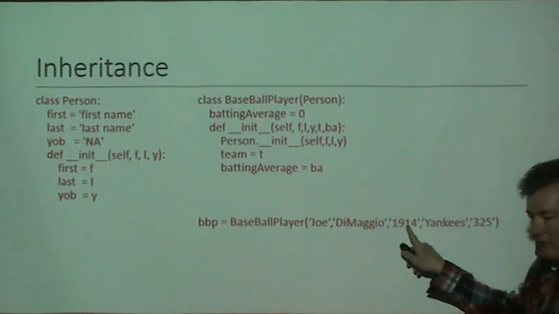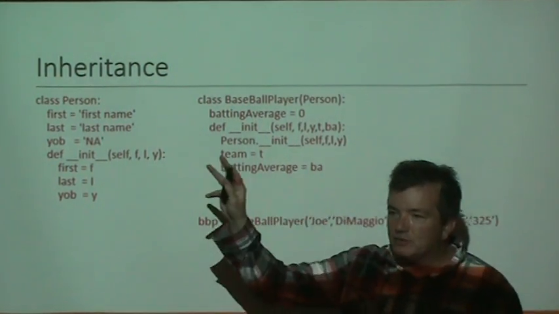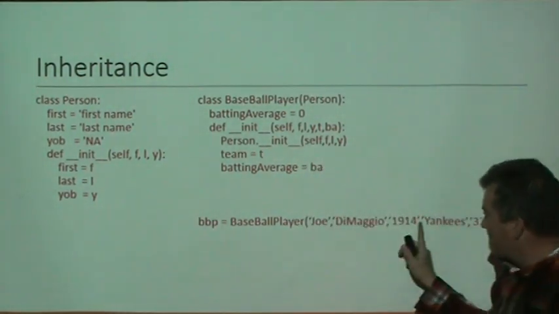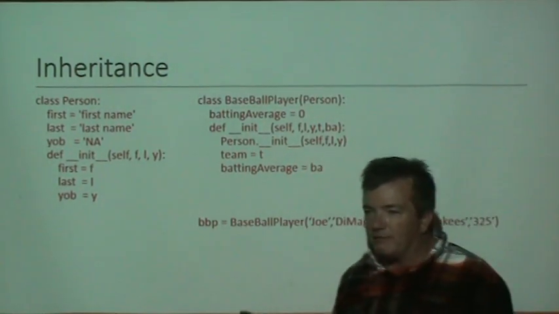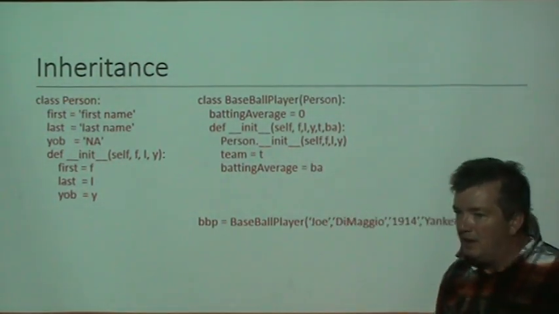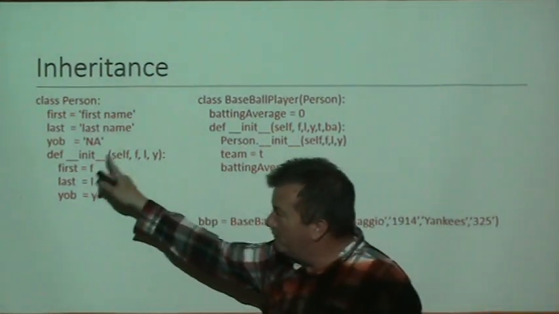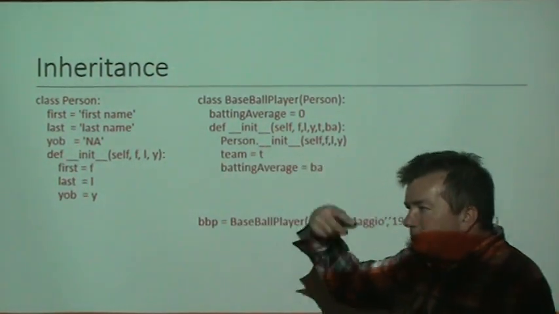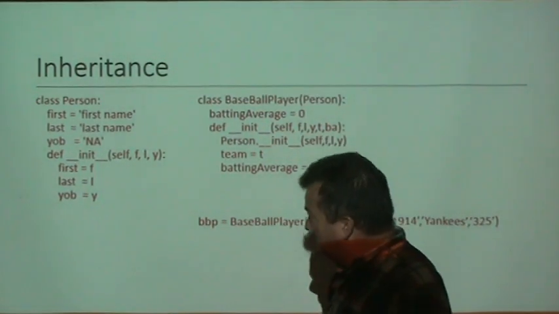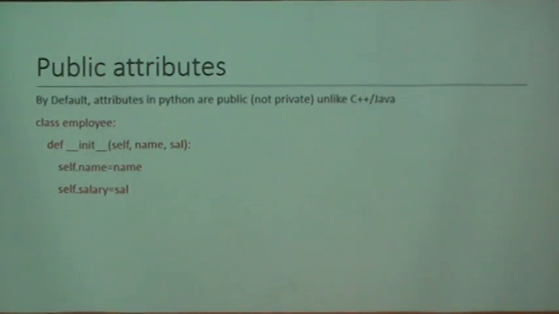Joe DiMaggio and year of birth are fields in the person part of the class. Yankees and 325 are in the baseball player part of the class. And baseball players inherit from persons. So really, I've just made a baseball player which inherited attributes from a person.